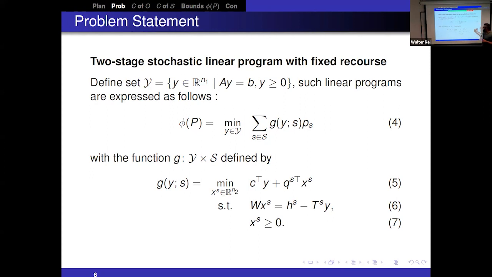You might also have, so for example, in the first stage, you are making sure that the decisions are part of this set here. That might involve, for example, discrete requirements, right?